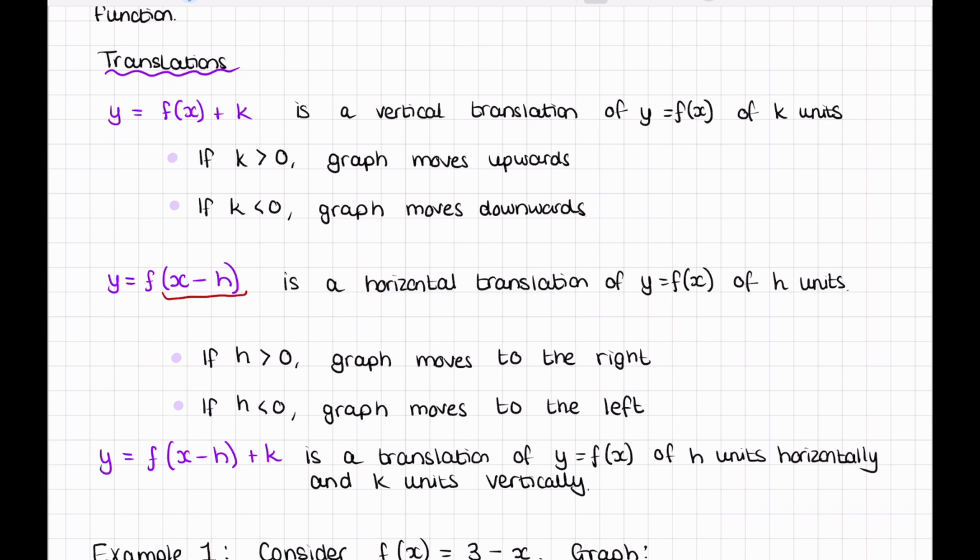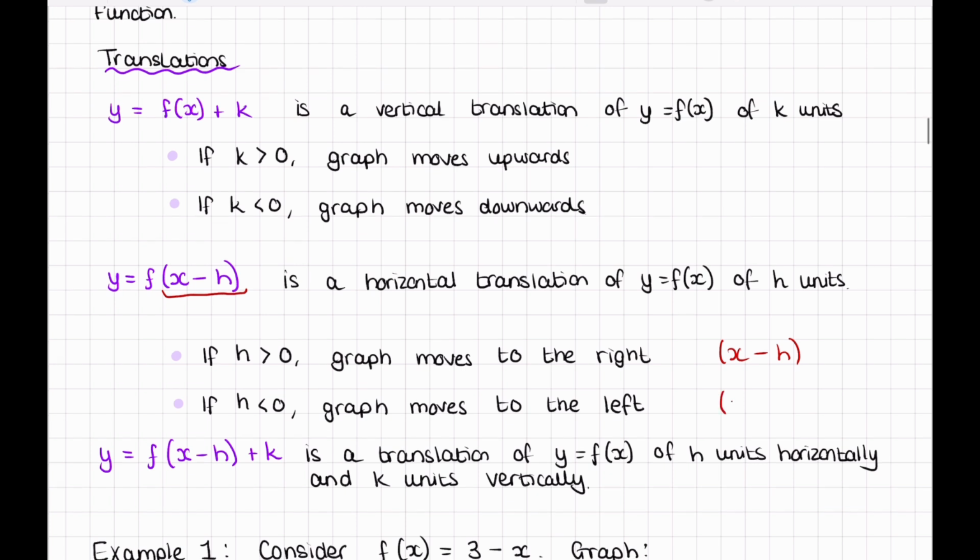So for the part where we said if h is greater than 0, the graph moves to the right, this would look like the x minus h in the bracket, because if we're subbing in a positive value of, say, 2 for h, this would look like x minus 2. And then if our h is less than 0, the graph will move to the left. That would look like an x plus h, because if we put in, say, negative 2 into that equation, we'd have x minus negative 2, which creates a positive. So you just have to be mindful of that.